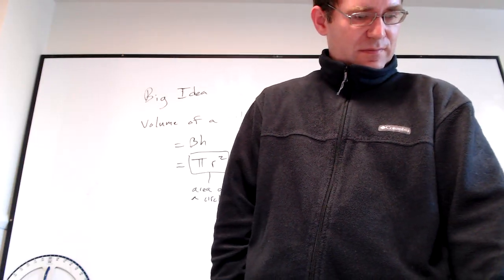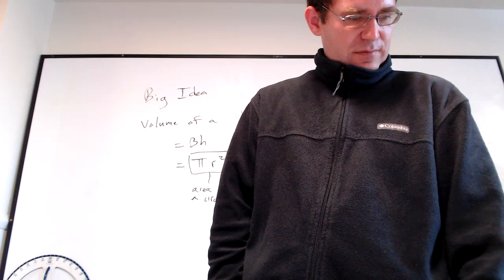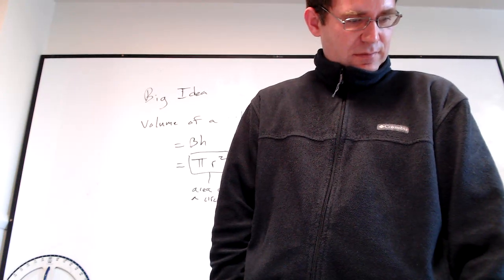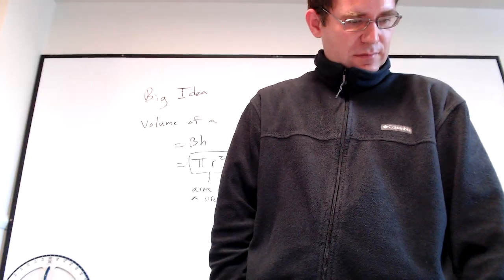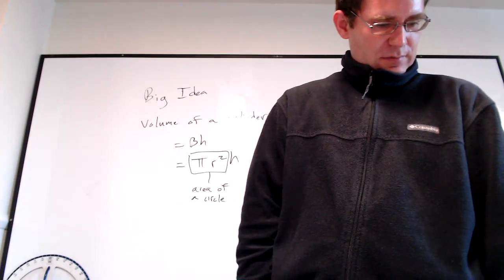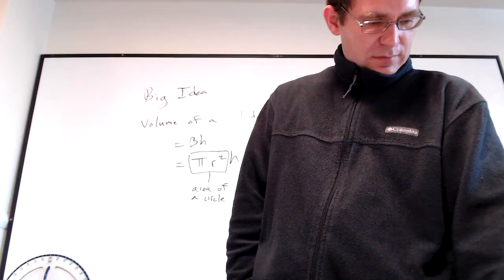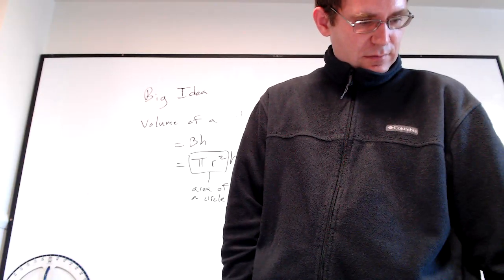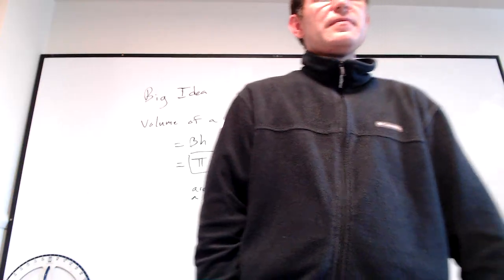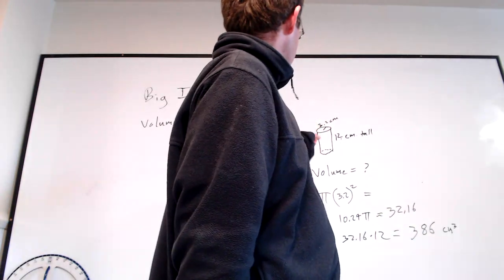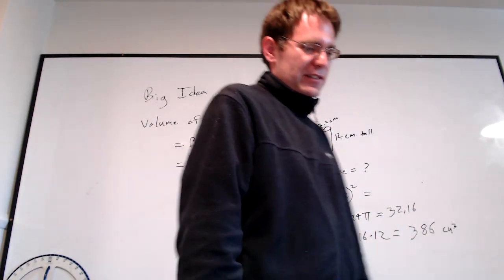Okay, so when you're doing this, you're doing the area of the bottom first and then multiplying it by the height. That's always the way you do it. Find the area of whatever the bottom is, well, in this case, the cylinder. I guess we're not doing prisms right now, are we? We're just working on cylinders, yeah.